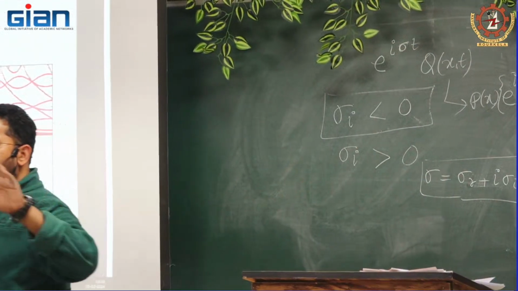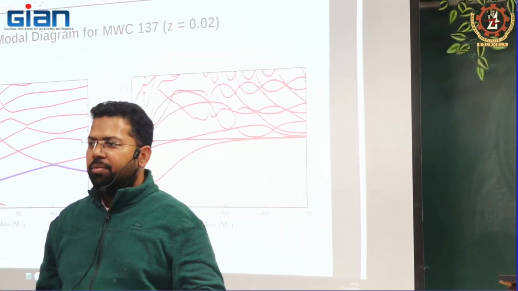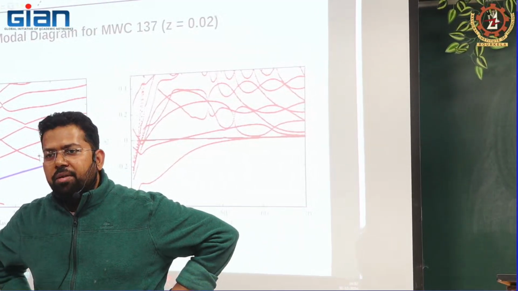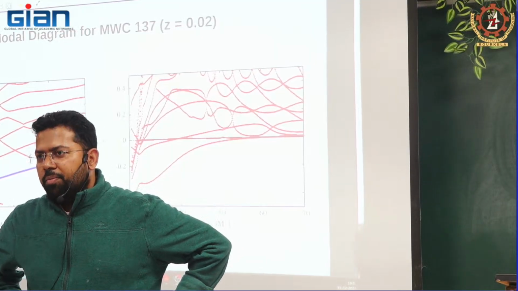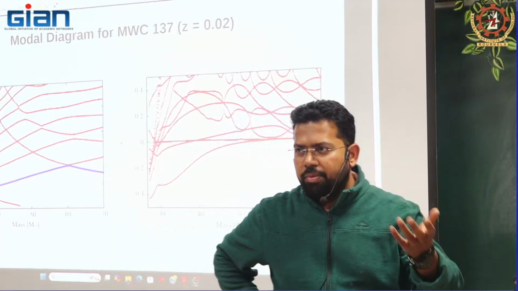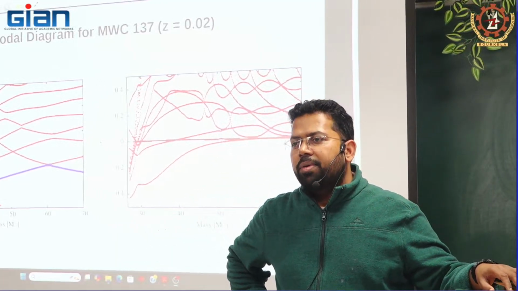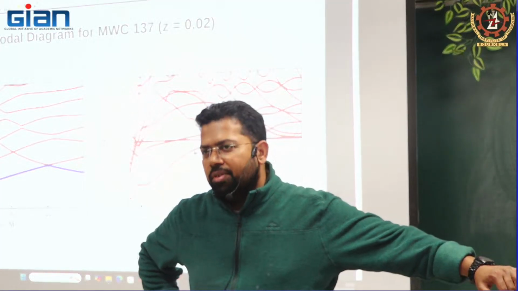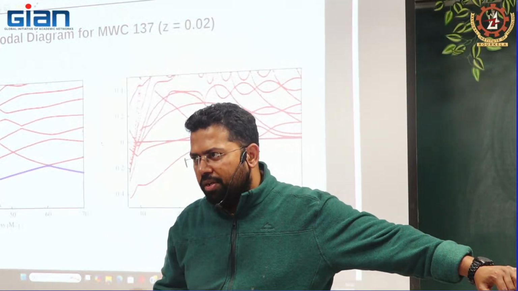You see, we have taken this linearized pulsation equation, and in the case of radial perturbation, it forms a fourth order eigenvalue problem. And when you solve this fourth order eigenvalue problem, you will get complex eigenfrequencies. Obviously in the complex eigenfrequency you have a real part as well as an imaginary part.